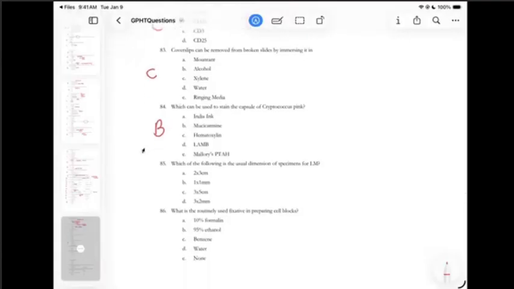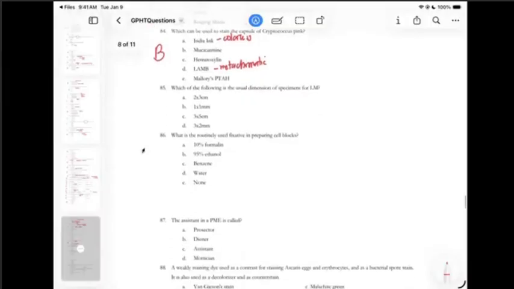So why not India ink? India ink kasi that's a negative stain. Ang color ng capsule sa India ink, colorless yan. The background is black, but the actual capsule is colorless. Okay, so LAMB, Loeffler's alkaline methylene blue, that's for the metachromatic granules naman to. Metachromatic granules of your Corynebacterium. So 84, letter B.